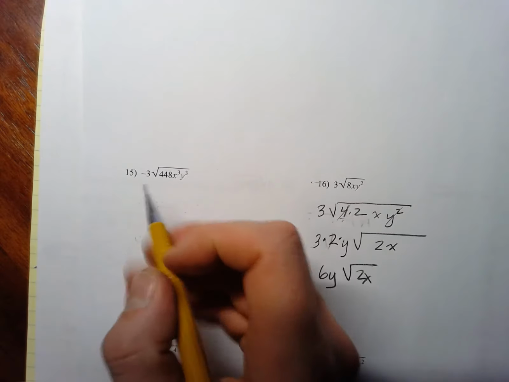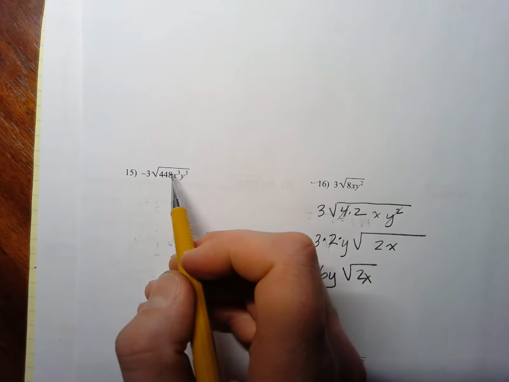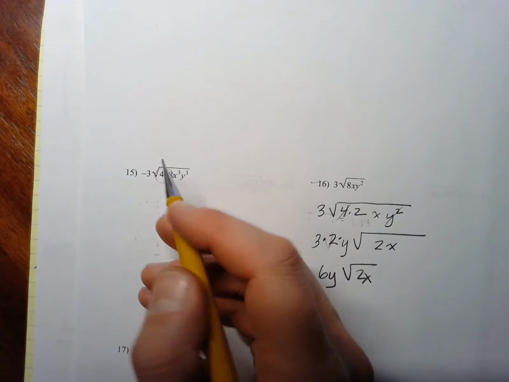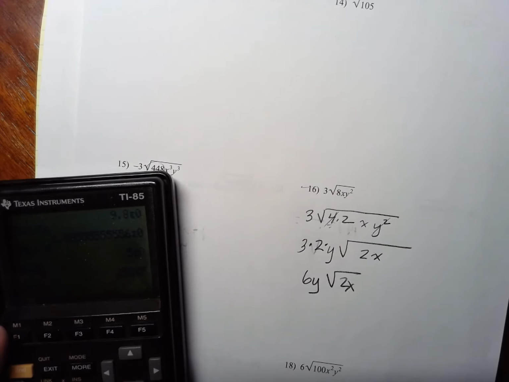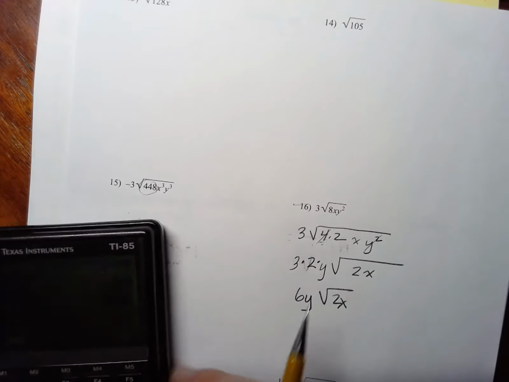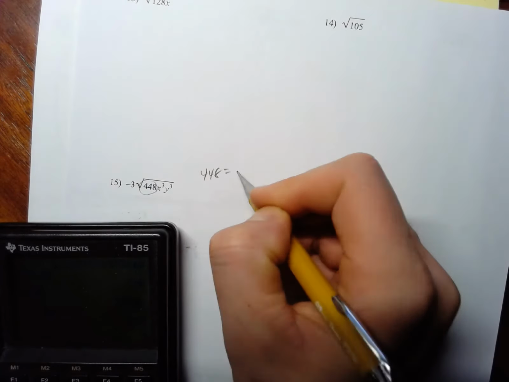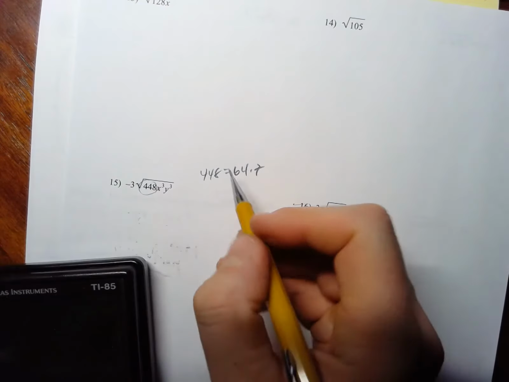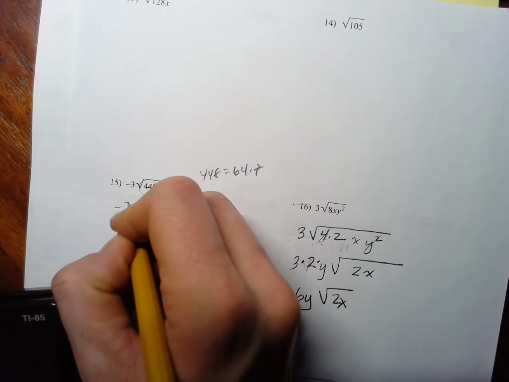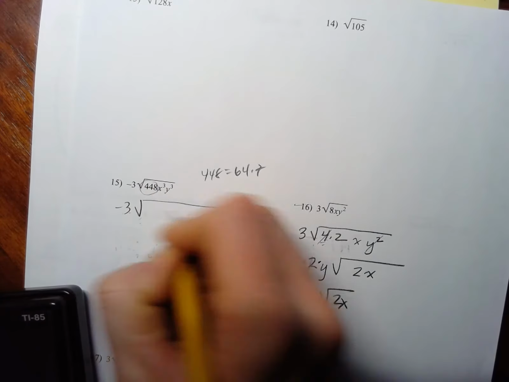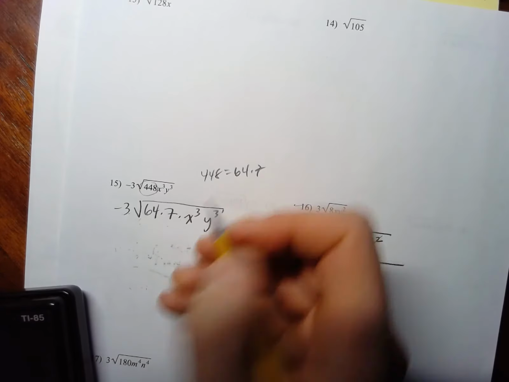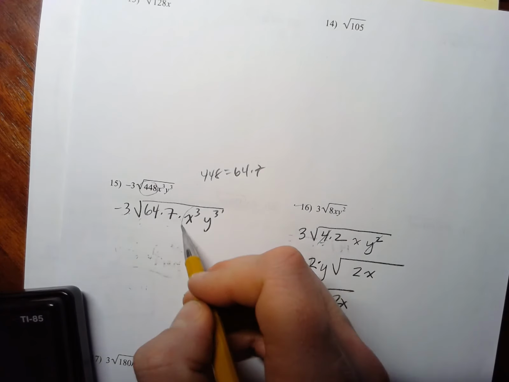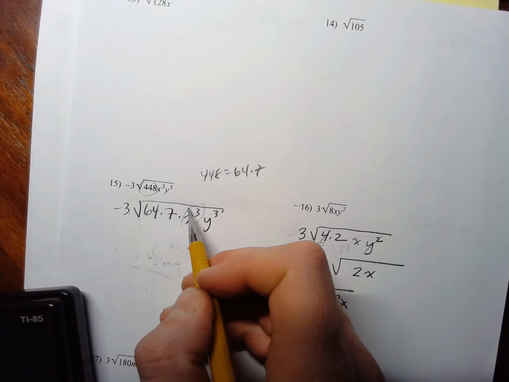Looking over here, notice that we have a really large number, but what you can find out if you look closely enough is that 448 divided by 64 is 7. That means 448 is 64 times 7, and 64 is a perfect square. So we're going to have minus 3 square root of 64 times 7 times x cubed y cubed. When we take the square root of a cube, 2 of them will come out.